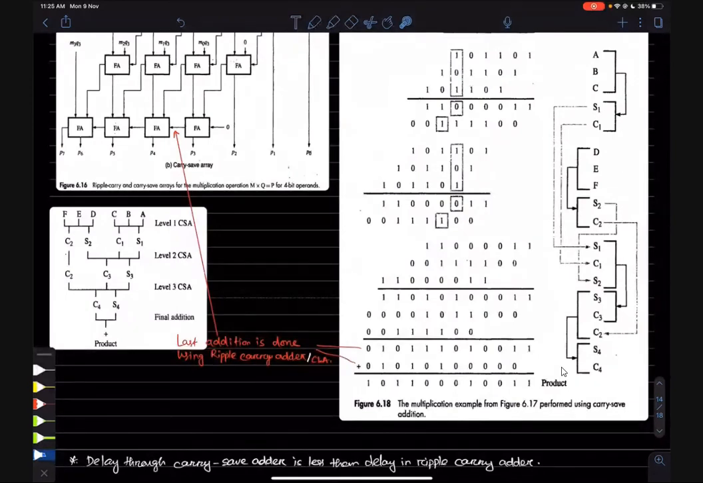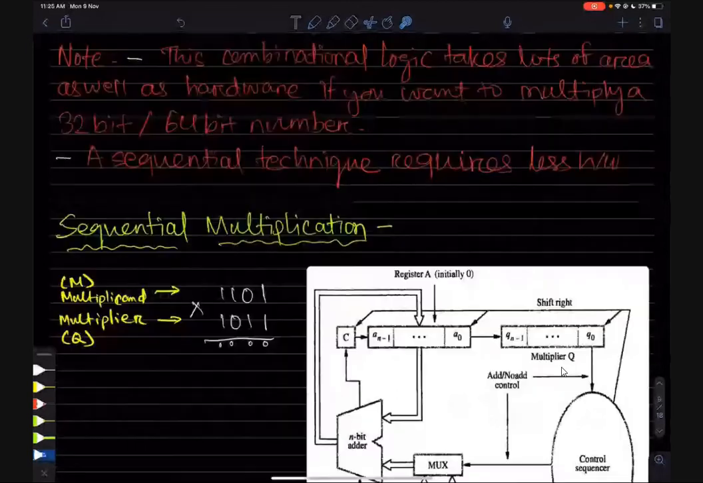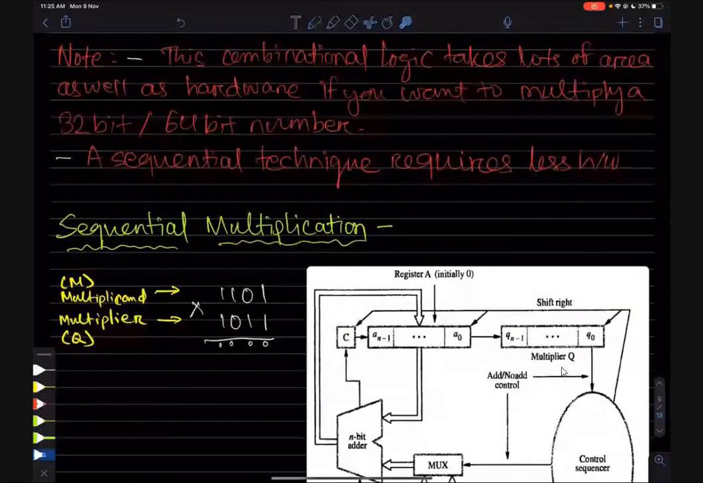What is CLA full form? Who can tell? What is CLA full form? Forgot? Carry look ahead adder. Yes.